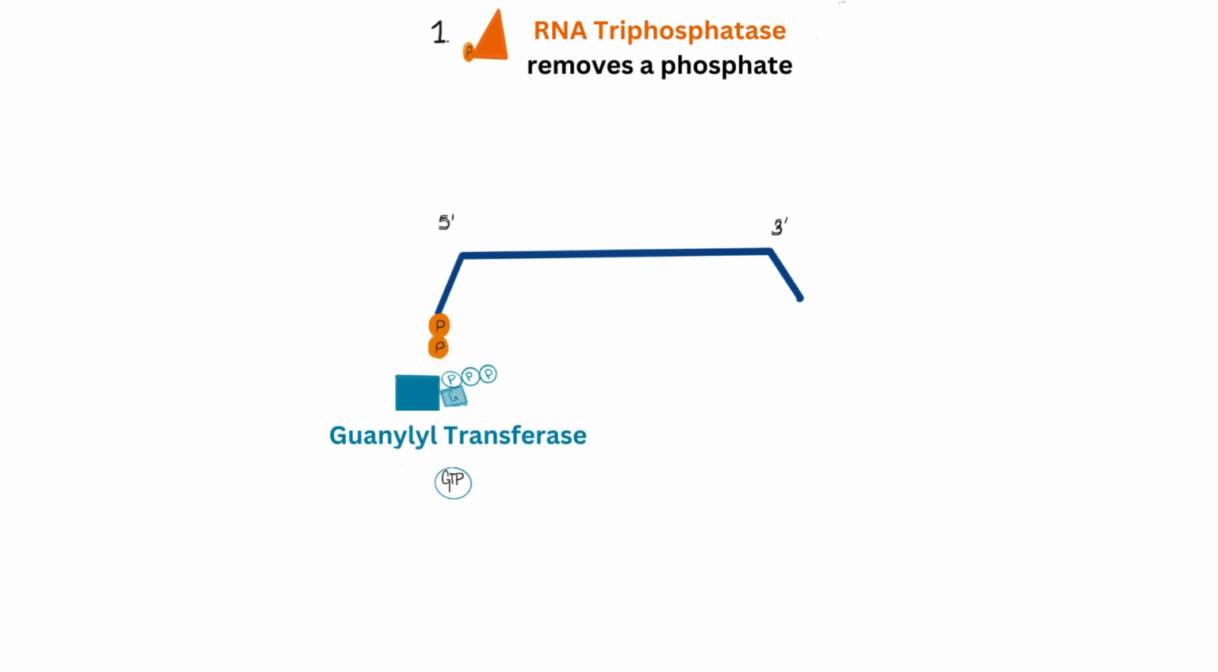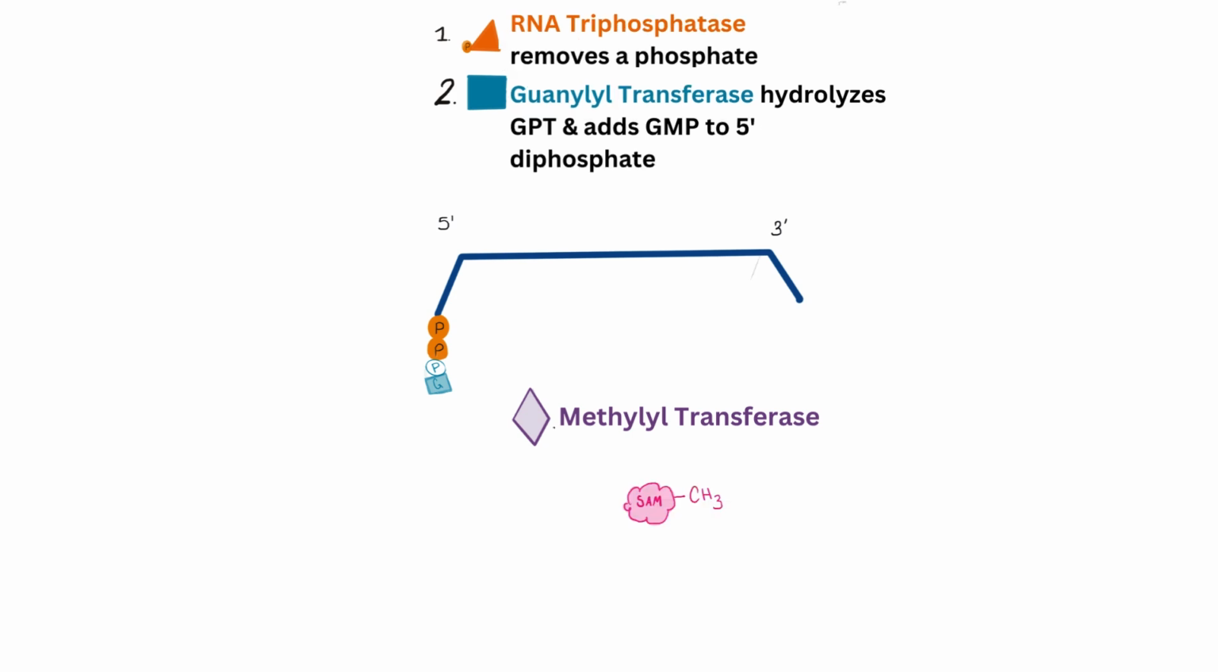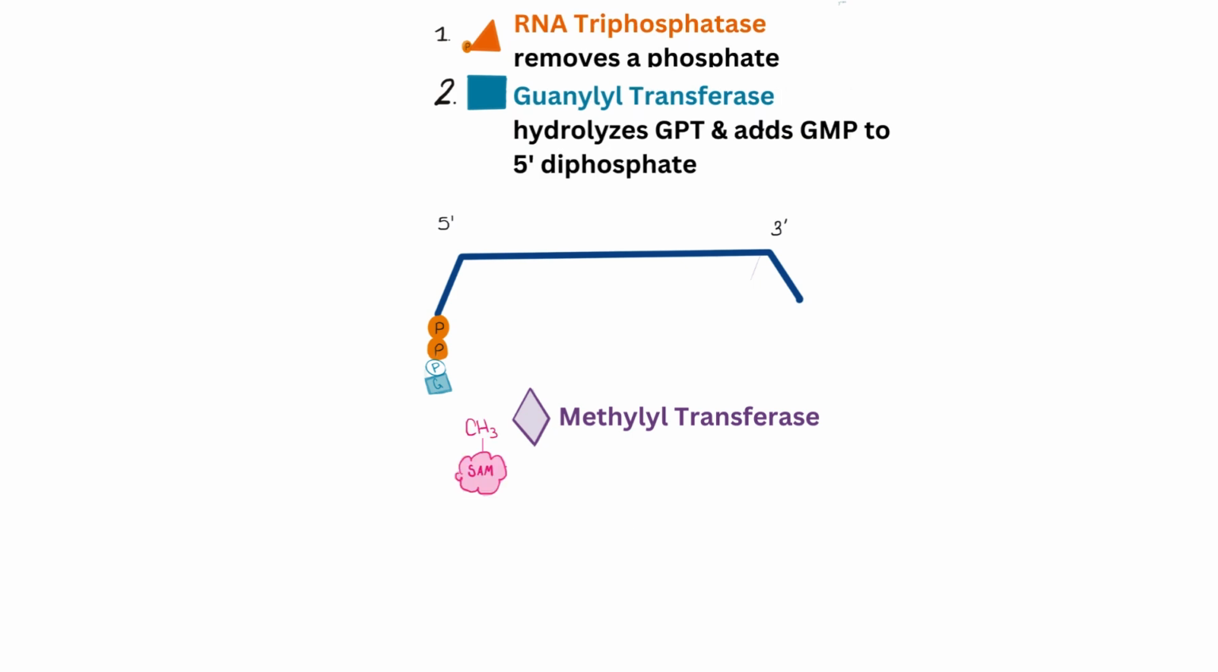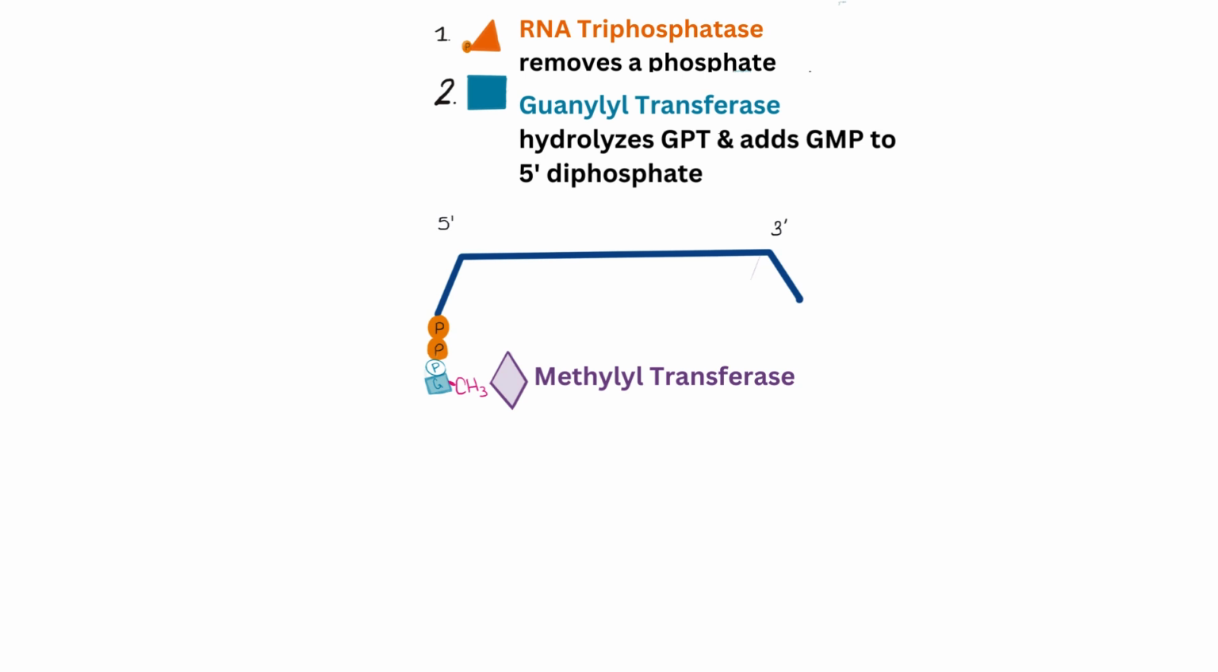Next, guanosine triphosphate undergoes hydrolysis, and so guanosine monophosphate is added to the 5' diphosphate of RNA by RNA guanylyltransferase. Then, methyl groups are transferred via methyltransferase. The methyl group is donated by S-adenosylmethionine, or SAM. And then it's brought by methyltransferase to the N7 of this blocking guanine.